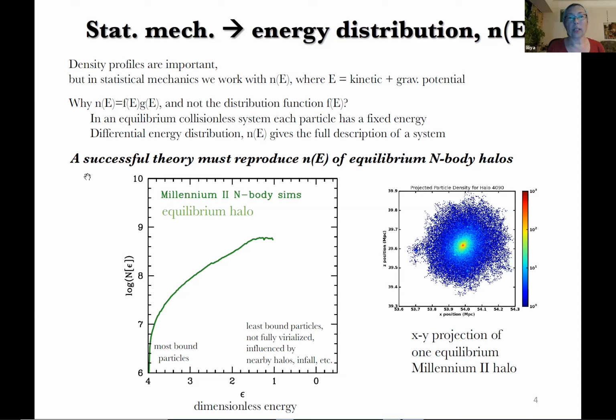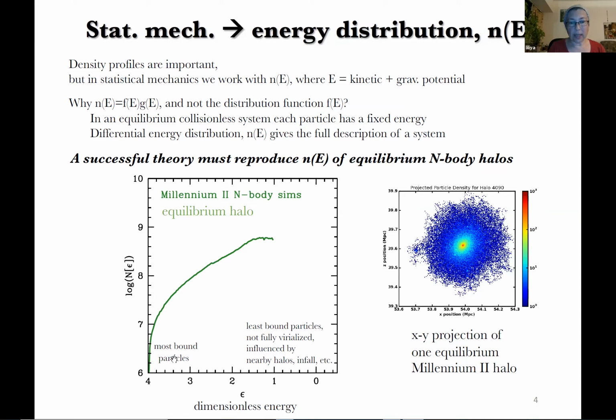A successful theory must reproduce n of E of equilibrium halos emerging from n-body simulations, and what I have here is just that distribution. This is from the Millennium n-body simulations, and this is an equilibrium halo. On the horizontal axis, you have dimensionless energy, and the vertical axis is log of n of E. And this is what that distribution looks like.